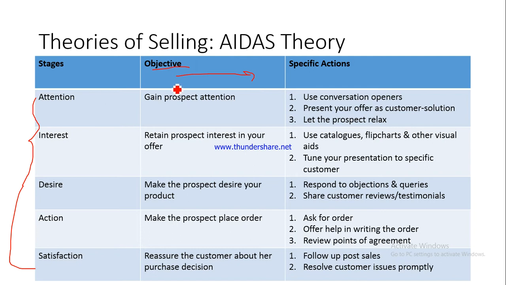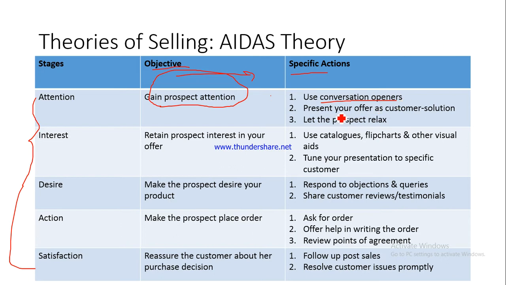Now, as I said, the first stage is attention. Now here the objective for the salesperson should be to gain the attention of the prospect, right? And how do you do that? For that, the specific actions that are warranted on his part are, he can use conversation openers. What do you mean by conversation openers? Hello, what a nice weather. आज मौसम कितना अच्छा है, आज गर्मी बहुत है. These are conversation openers. Very noisy, very hot.